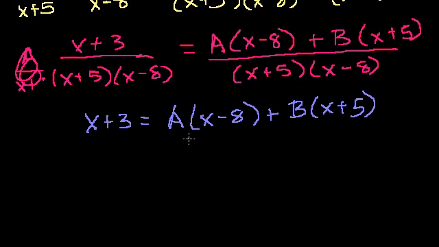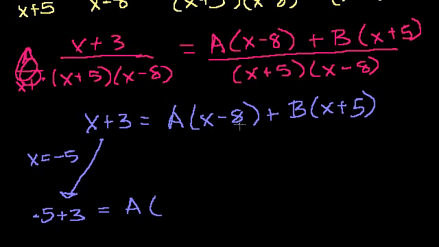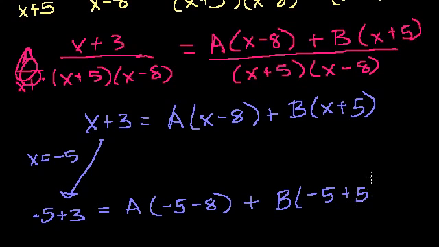If you want to solve for a, let's pick an x that'll make this term disappear. So what x would make this term disappear? Well, if I say x is minus 5, then this becomes 0, and then the b disappears. So if we say x is minus 5, I'm just picking an arbitrary x to be able to solve for this. Then minus 5 plus 3 is equal to a times minus 5 minus 8 plus b times minus 5 plus 5. And I picked the minus 5 to make this expression 0.